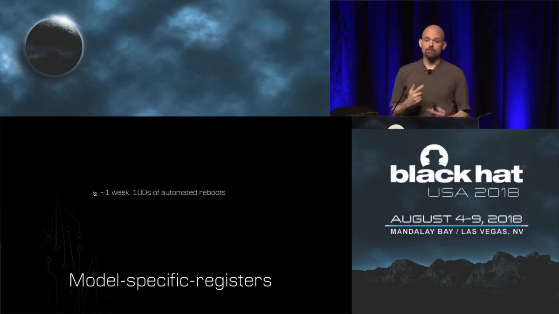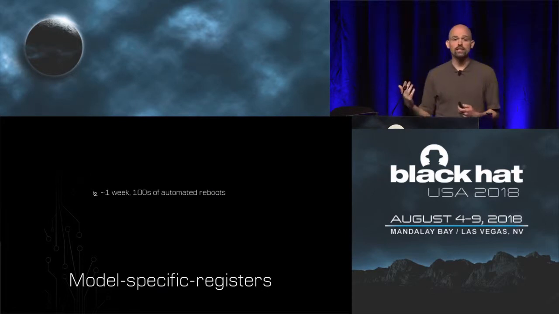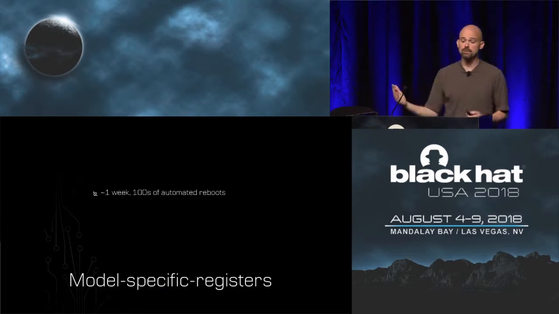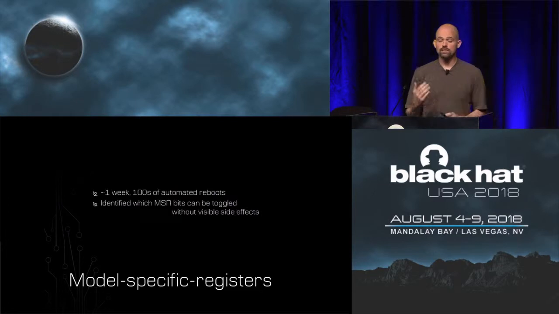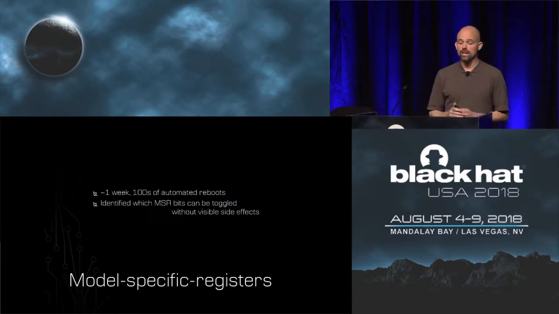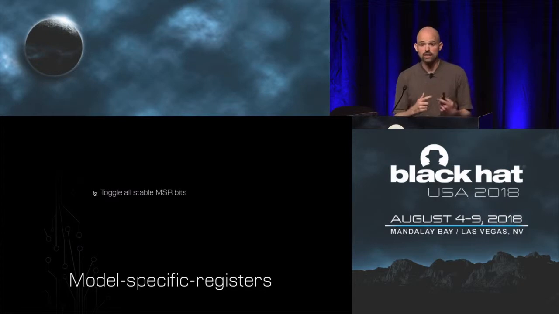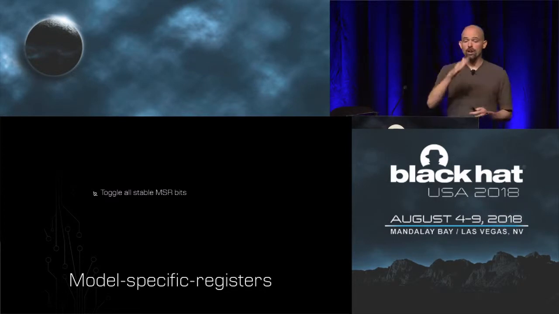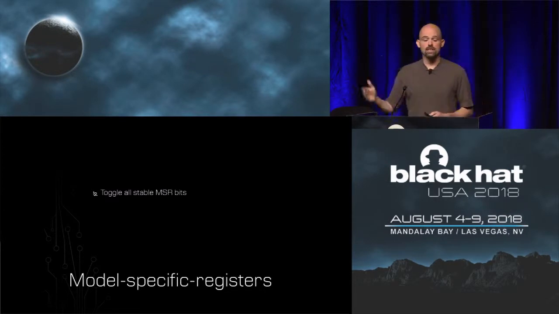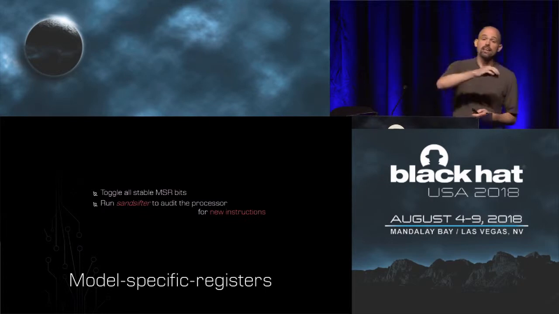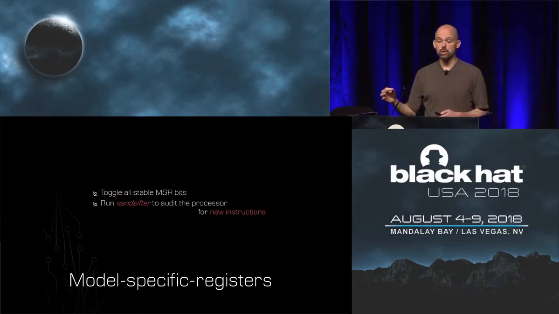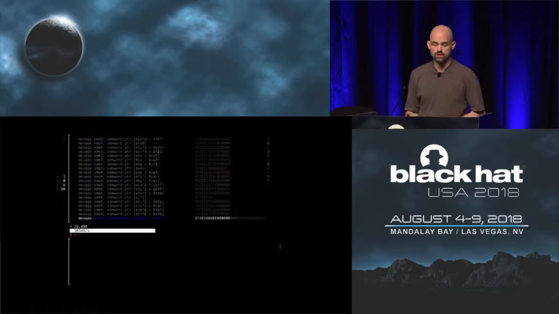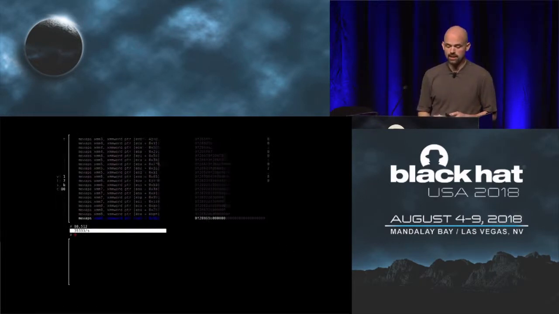Through hundreds of automated reboots, this thing ran for about a week, and I was able to identify exactly which of those bits could be toggled without the system having any sort of visible side effects. With that done, I would toggle all of the stable MSR bits that I could possibly access, and then run the sandsifter scanning tool in order to see if any new instructions had appeared on that x86 processor. So that looks something like this.